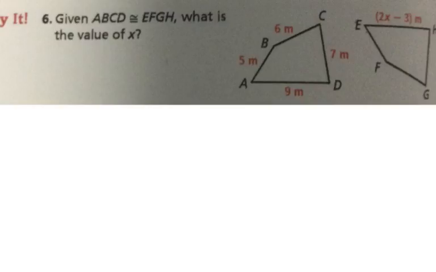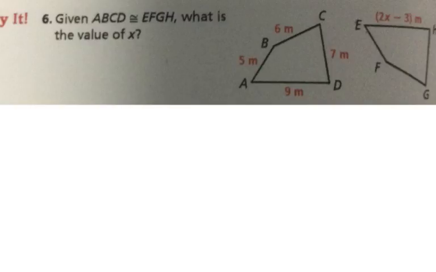So it tells me ABCD is congruent to EFGH. Then they want us to find the value of x. So when I look at this problem, the x is part of side EH. EH corresponds to which side in ABCD? EH corresponds with AD. And if they are congruent, that means that they must be equal. So AD must be equal to EH.